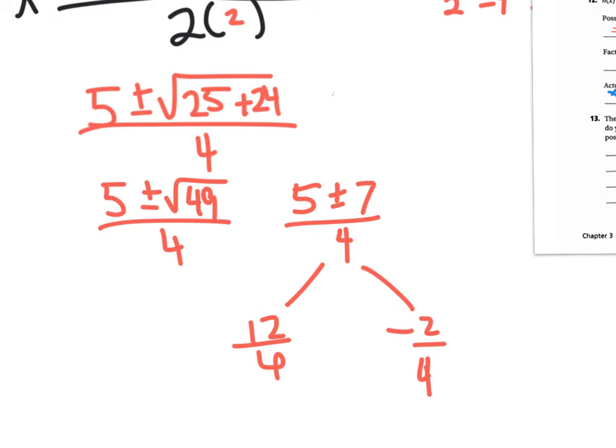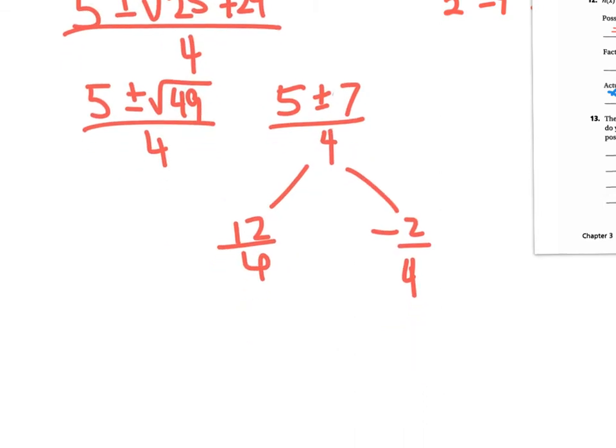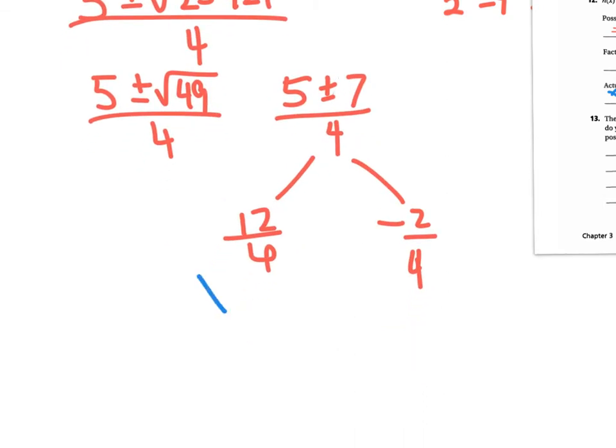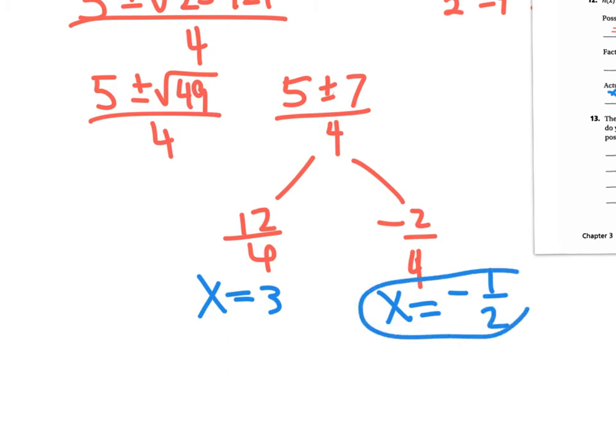So we have two answers. This answer on the left, 12 divided by 4, is going to give you x equals 3. And the answer on the right is going to be x equals negative. If you reduce 2 over 4, it becomes negative half. So you have those two answers right there.